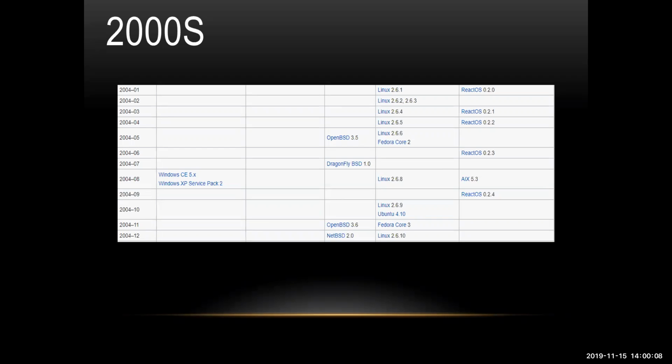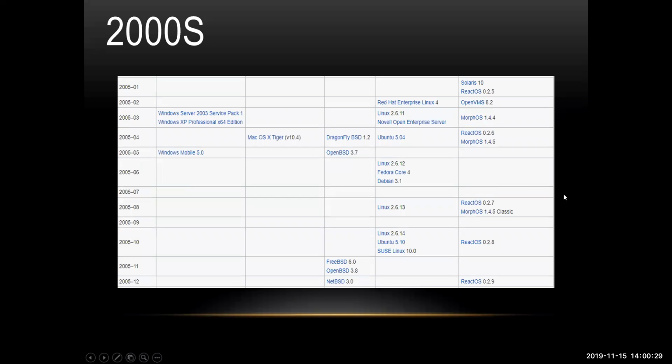Then October, we had Linux 2.6.9, Ubuntu 4.10. And then November, we had OpenBSD 3.6, Fedora Core 3. And then December of 2004, we had NetBSD 2.0 and Linux 2.6.10. And then 2005 came. In January, we had Solaris 10 and ReactOS 0.2.5. And then February, we had Red Hat Enterprise Linux 4, OpenVMS 8.2.